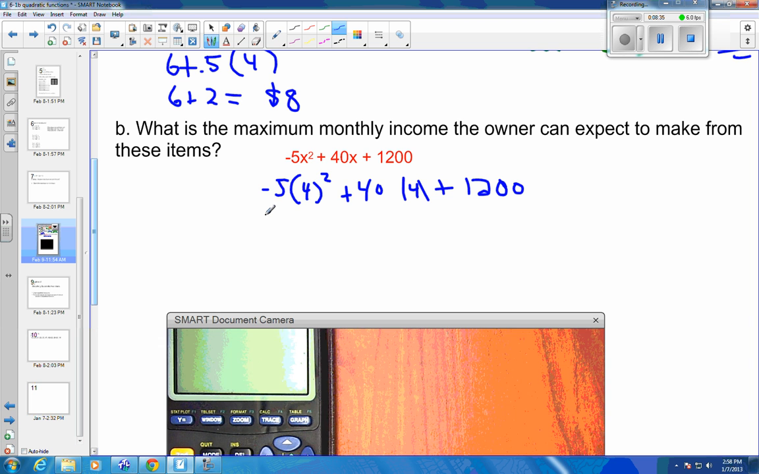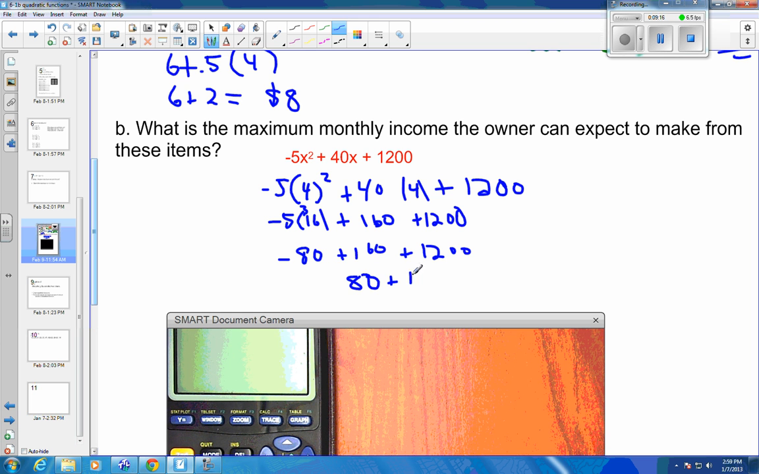plus the 1200. Okay, so then 4 squared is 16, so this is negative 5 times 16, plus 40 times 4 is 160, plus 1200. And then 5 times 16, well, 5 times 6 is 30, carry the 3, so that's 80. That's negative 80 plus 160 plus 1200. And these two together here make 80 plus 1200. And so we know our total income is going to be 1,280. And that answers both A and B of our question.